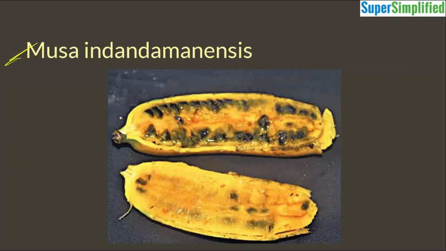So this is the name of the fruit, and this is how it looks like. It has a yellow pulp. This is a banana only, but it has a yellow pulp, right? And this was in news in The Hindu in the month of October 2015.